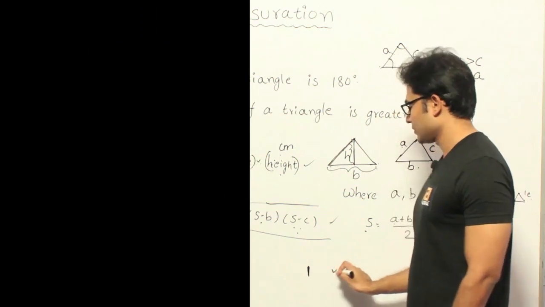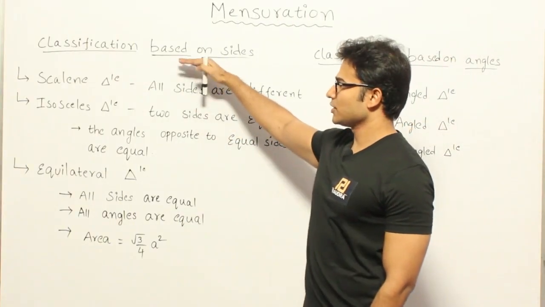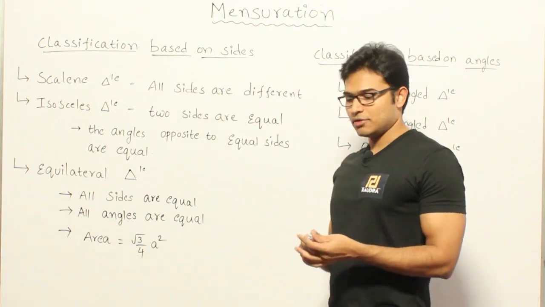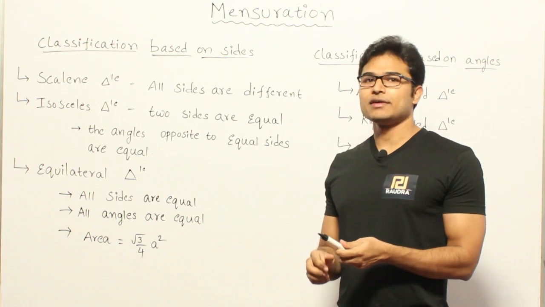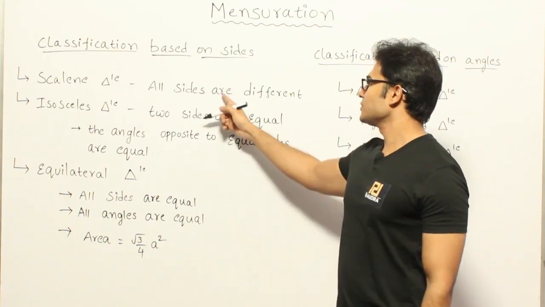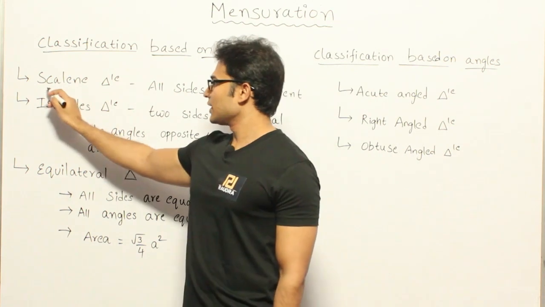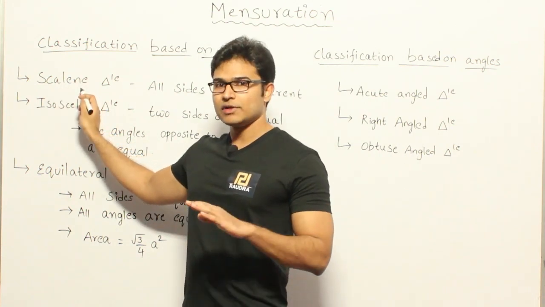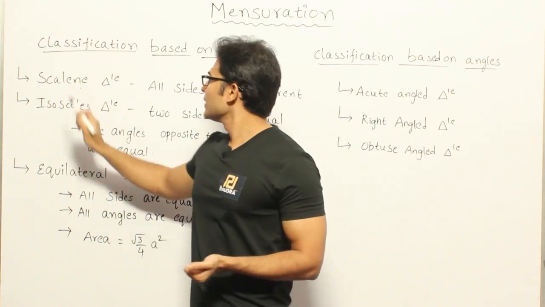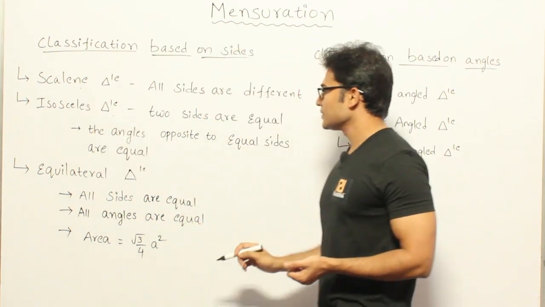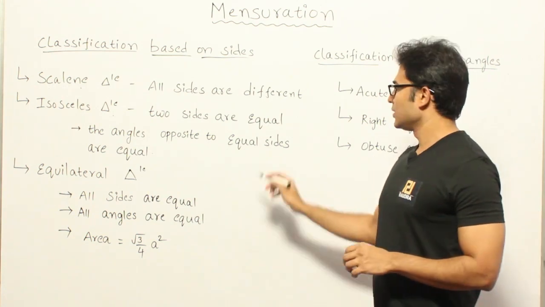Okay, fine. Now let's see the classification of triangles based on the sides. If you see the length of the sides, by looking at them you can classify the triangles into three types. If all the sides are different, then we call it a scalene triangle. Scalene triangle means the sides need not be equal. And an isosceles triangle means if two sides are equal, then we call it an isosceles triangle.